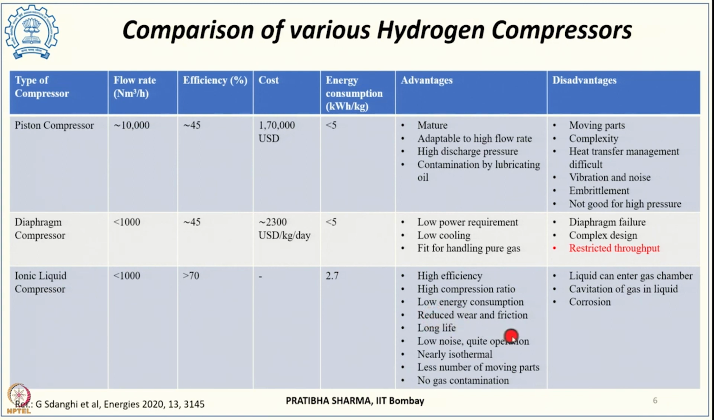there is reduced wear and friction associated with these compressors, we can get long life, less noise and quiet operation, they operate near isothermal conditions, and there is no gas contamination that can take place in these types of compressors. But the major problem is that the liquid can enter into the gas chamber, as such condensation of the liquid or removal of the liquid from the gas is required. Even the reverse can happen, cavitation of gas into the liquid is also possible, and then the associated corrosion.